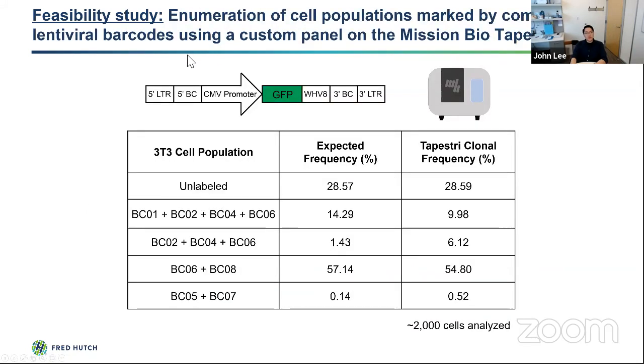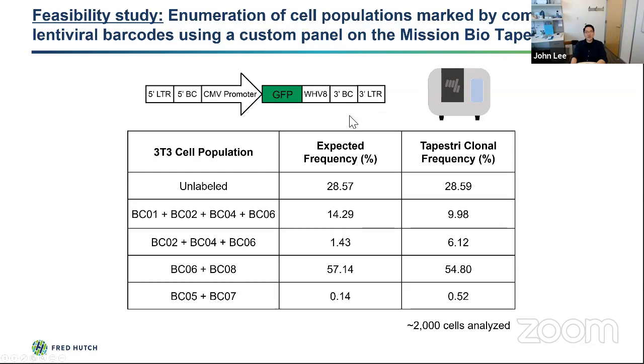The next thing that we wanted to determine was whether we could really enumerate cell populations marked by these compound lentiviral barcodes using a custom panel that we generated with Mission Bio on their Tapestri. This is a depiction of a lentiviral construct. The custom panel essentially amplifies the barcode portions of this GFP, the 3' barcode, and then we also included several endogenous mouse genes into our custom panel.